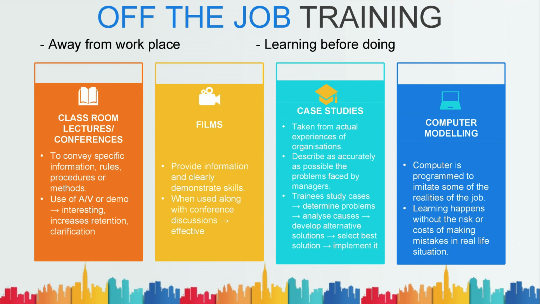Computer modeling is a programmed methodology to imitate some of the realities of the job. Here the learning happens without the risk or cost of making mistakes in a real life situation. When the job is complex in nature and has a technical requirement, you can create 3D images and models on the computer, and then understand it at a better pace and with a bigger overview.